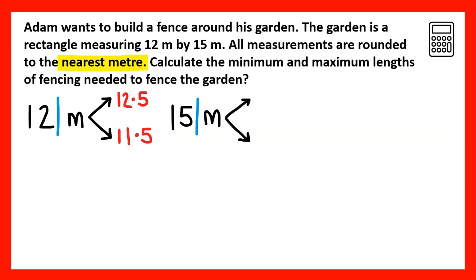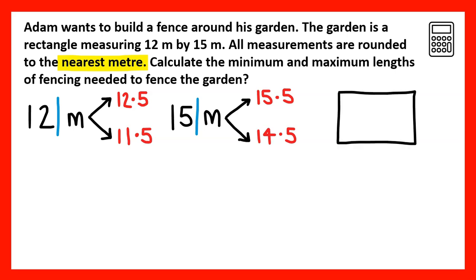Using the same approach for 15 meters, the upper bound would be 15.5, and the lower bound would be 0.5, but remember to take away 1 from the number before the rounding line to give me 14.5. The way I calculate the amount of fence that's needed around the outside of the shape would be by calculating the perimeter of the shape. The perimeter is all of the 4 lengths added together.